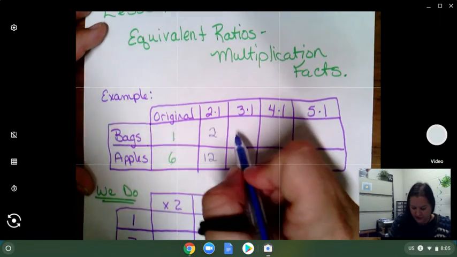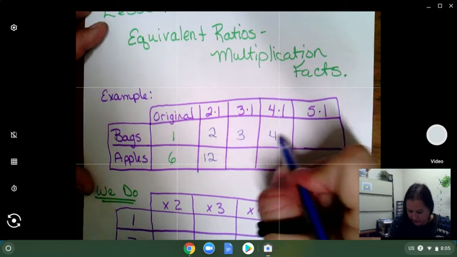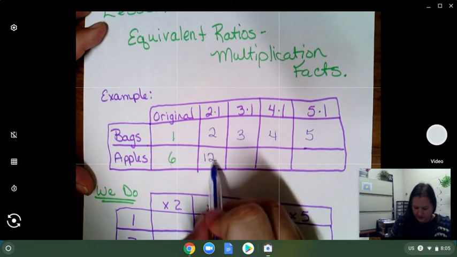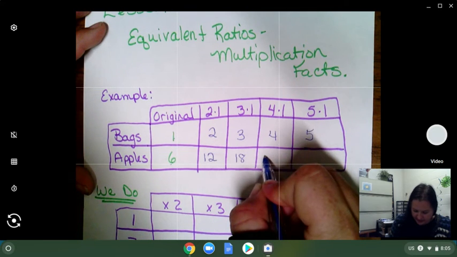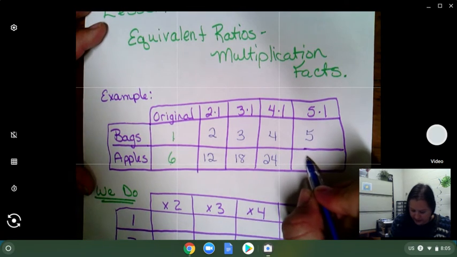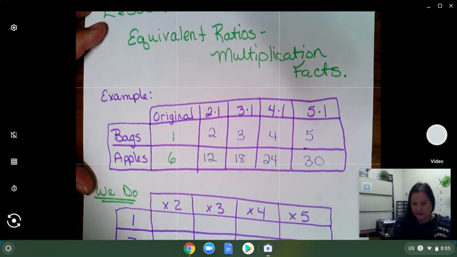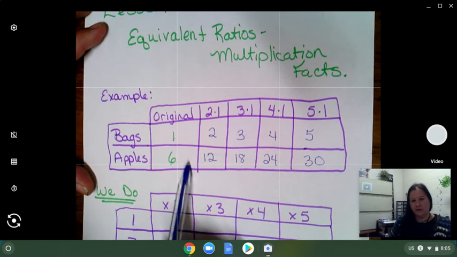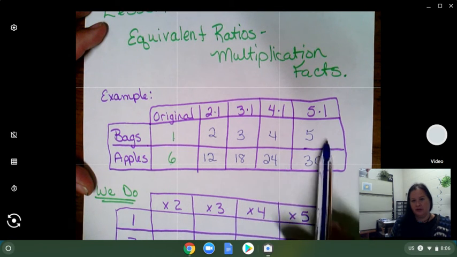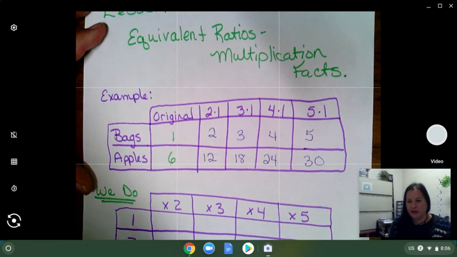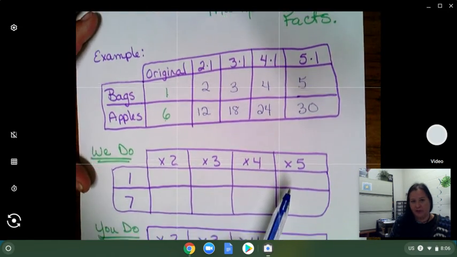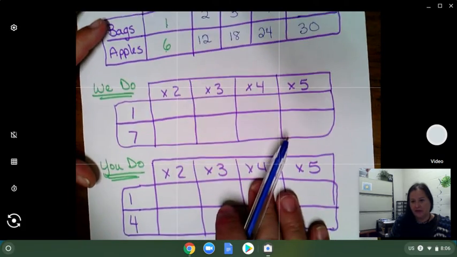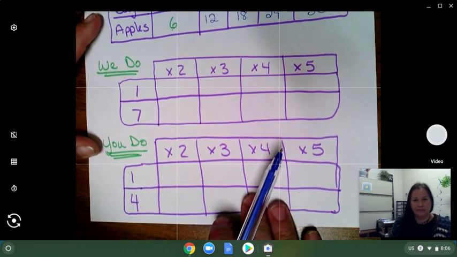So this would be 3, 4, 5, going up by 6 times 3 is 18, 6 times 4 is 24, and 6 times 5 is 30. So these are all equivalent ratios. Depending on how many bags you buy, you'll get an increase in your number of apples. And if each bag has 6 apples, it's going to increase by 6 each time.